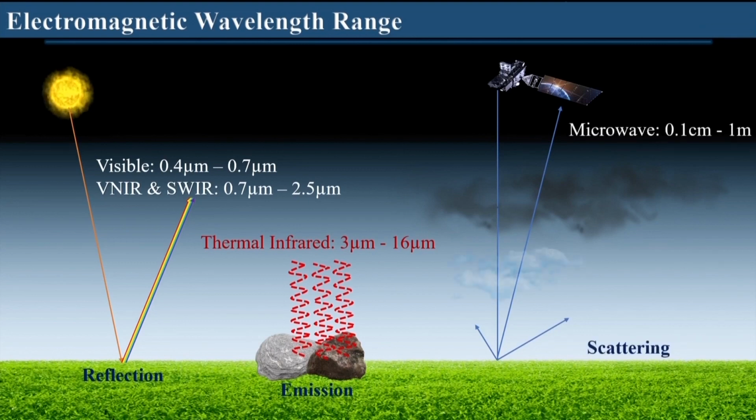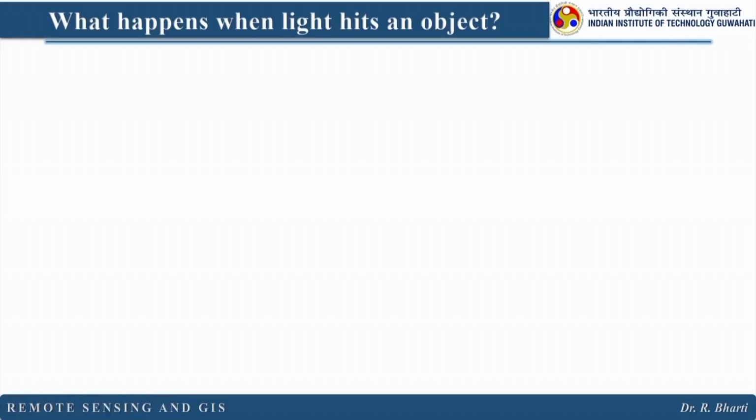Then next one is microwave. Its range is 0.1 centimeter to 1 meter, and what happens here? The sensor or the satellite has its own source of light. So, it will illuminate the surface and the back scattered energy will be captured here. So, what happens when light hits an object? This is actually very basic information which I am giving you, but it is very important in order to understand this remote sensing technology.